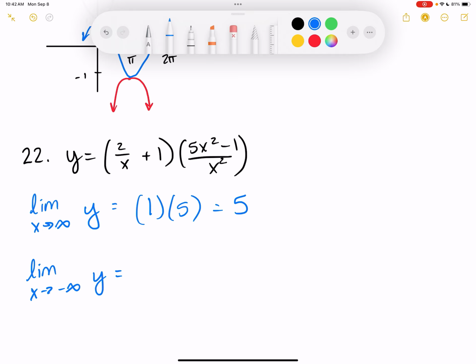Then at negative infinity, I'm essentially going to end up with the same thing. 2 over negative 500 is basically just 0 plus 1, so that one's also 1, and then times, well, they're still going to basically just be canceling, and so I'm left with 5. So these both happen to also be the same value. So these limits are both 5. How come you don't subtract the 1?